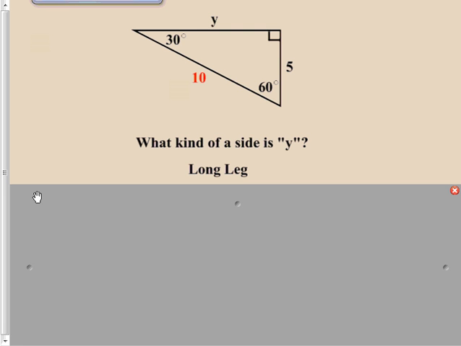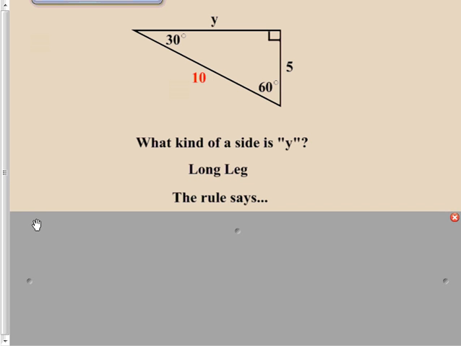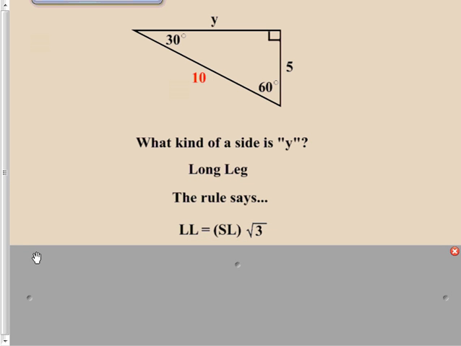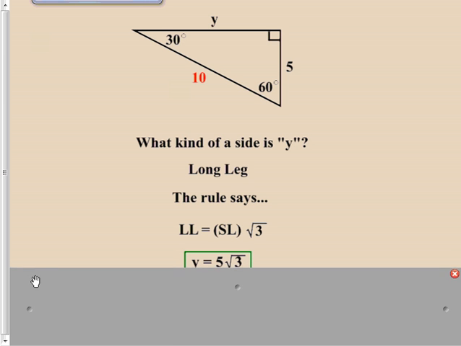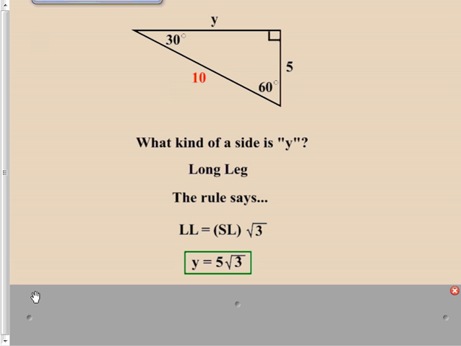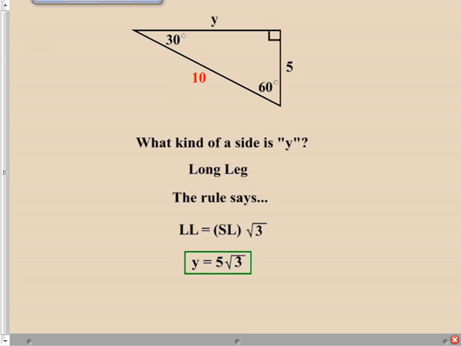So we'll look at our 30, 60, 90 rules. We will select a rule that talks about the long leg, and the rule says long leg equals short leg times the square root of 3. So let's plug in what we know. Our long leg is y, and our short leg is 5. Well, that was easy. When we plugged in everything, there was nothing left to simplify. 5 square root of 3 is as simple as it gets. We don't need to go to our calculator and get some ridiculous decimal. We leave it as a radical, and we are done right there.